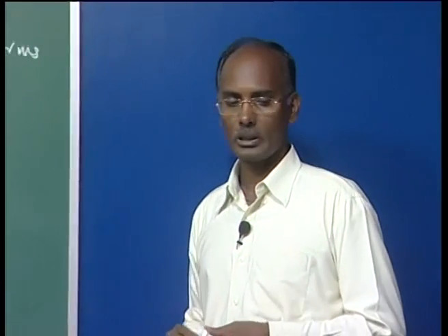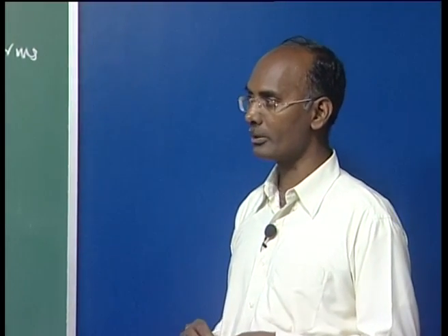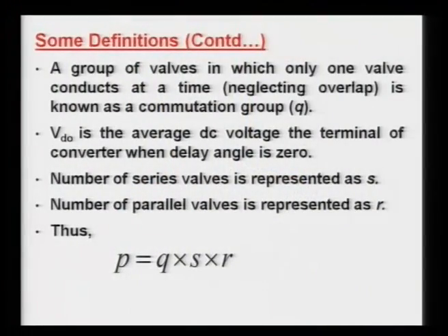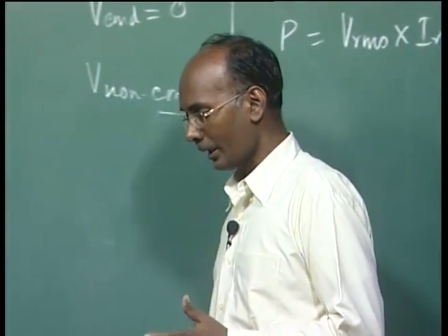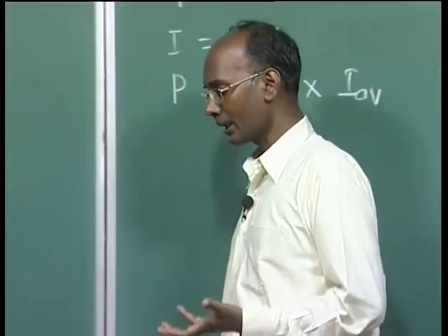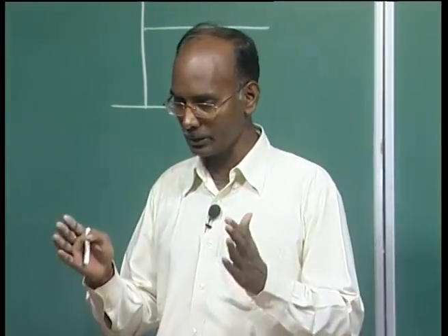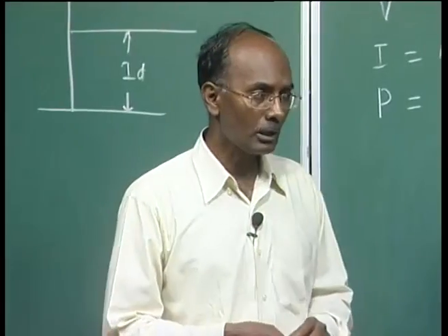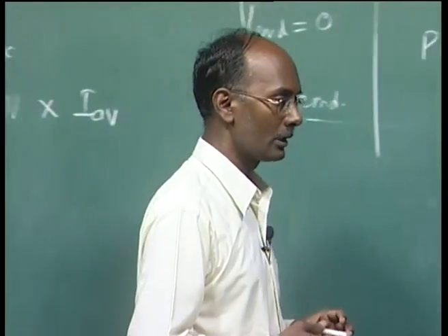Now, another term which is slightly tricky is the commutation group, and normally it is denoted by Q. It is defined as a group of valves in which only one valve conducts at a time, neglecting the overlap, and is known as a commutation group. This will be more clear when I discuss the three-phase converters, and this Q is used to generalize our topology and decide what will be the best suitable converter configuration.